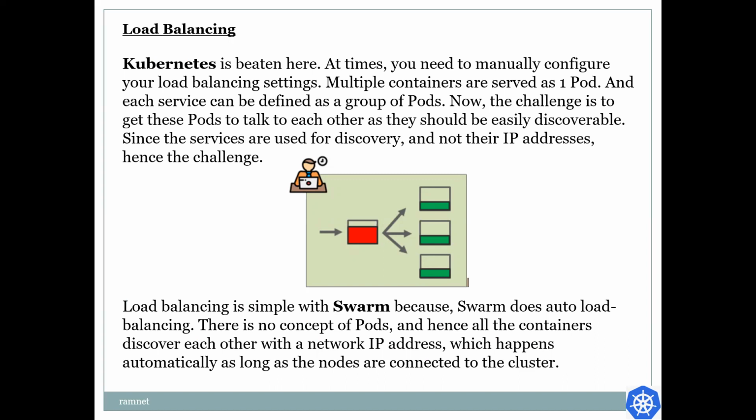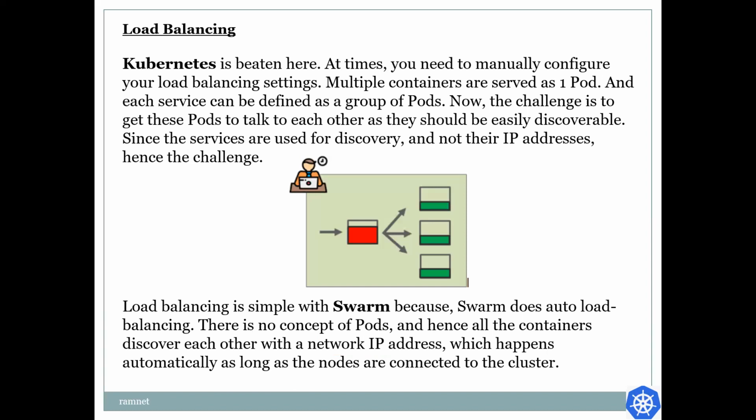But load balancing is very simple in Swarm, because it does the auto load balancing, with no concept of pods. Hence all the containers discover each other with the network and IP addresses and other things, which can happen as long as the nodes are connected to the cluster. So for load balancing, Swarm is better, and on other options Kubernetes is a better one. We can go to the next slide.